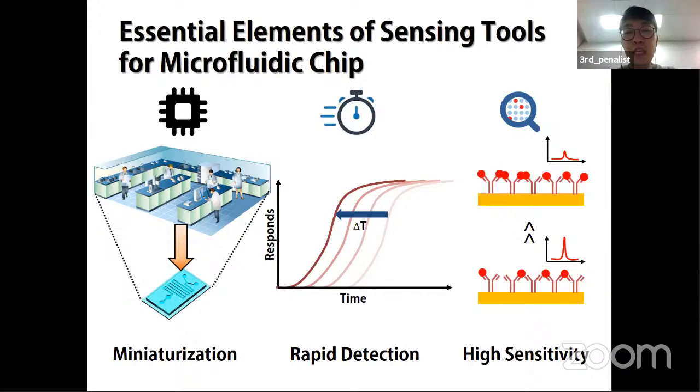Also, in order to enable on-site diagnosis and quick measurement, which are the advantages of microfluidic chips, rapid measurements should be possible during sensing. Finally, even if the sensing method is miniaturized, high sensitivity must be maintained. In the next slide, I will introduce the optical biosensor and electrochemical biosensor method to meet these requirements.